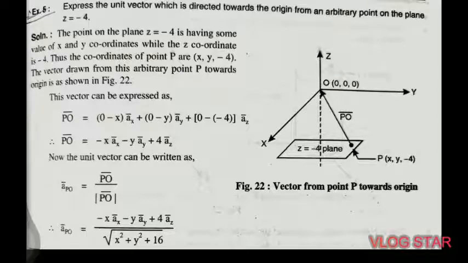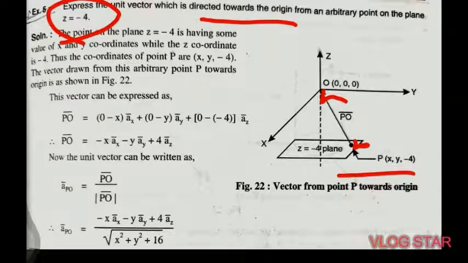Next problem, express the unit vector which is directed towards the origin from an arbitrary point on the plane z is equal to minus 4. So again here we have to calculate the unit vector which is directed towards the origin, that is, whichever point you have here, like this, suppose this is your point P, and from here this vector goes towards the origin. The coordinates of point P are given, that is z is equal to -4, which means it consists of x and y coordinates also. The value of x is not known, y is also not known, but the z coordinate is given, that is -4, and from here the vector is going towards the origin.